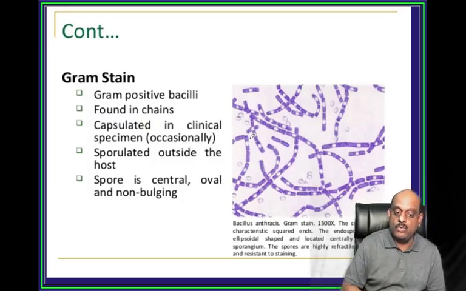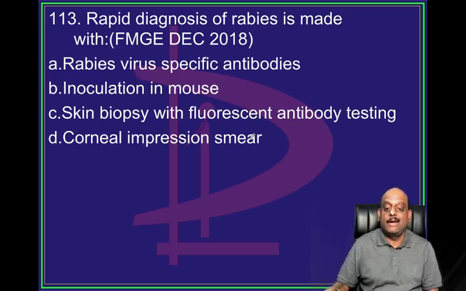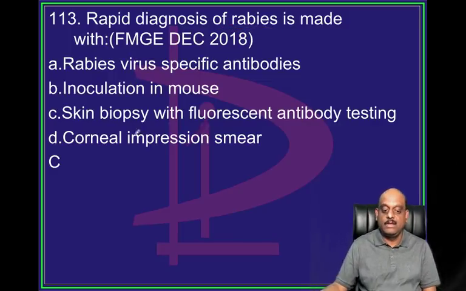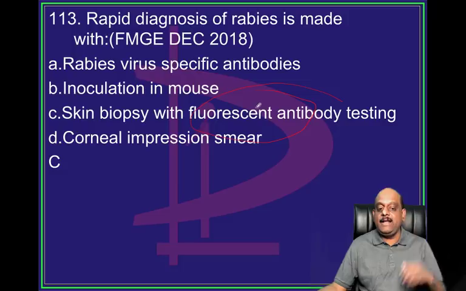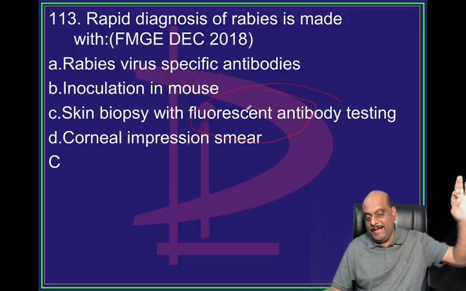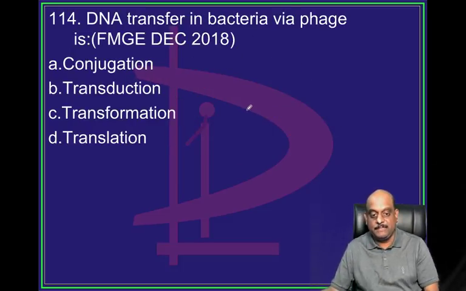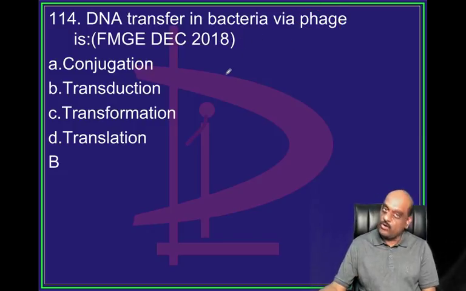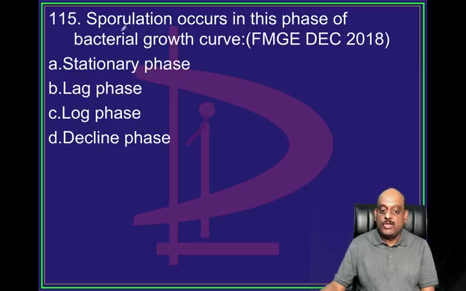Okay? Now, doctor, rapid diagnosis of rabies. How do you make it? Fluorescent antibody testing any day is the rapid diagnosis. DNA transfer using the phage is called transduction.